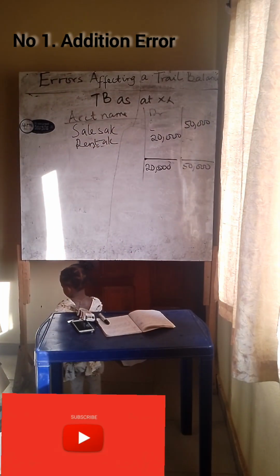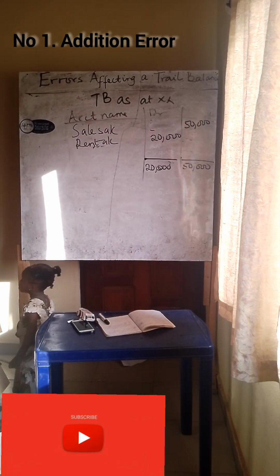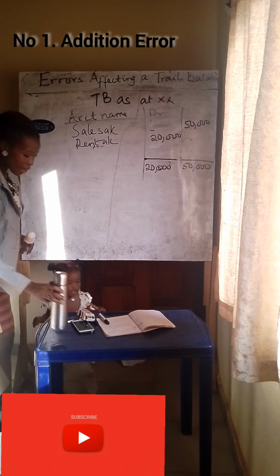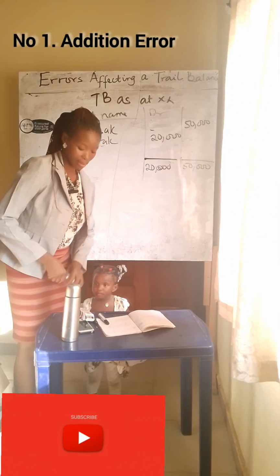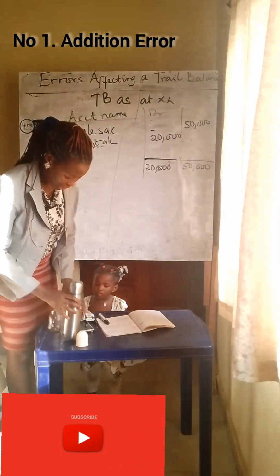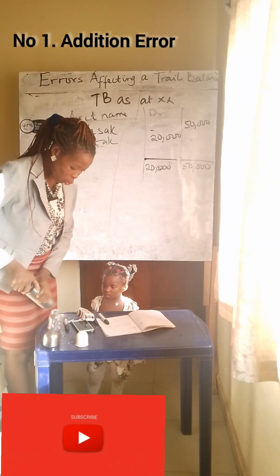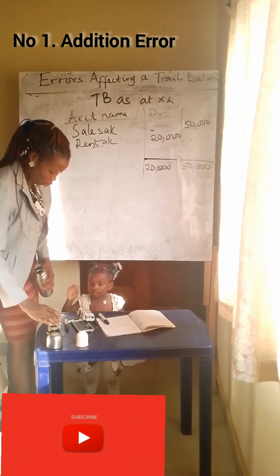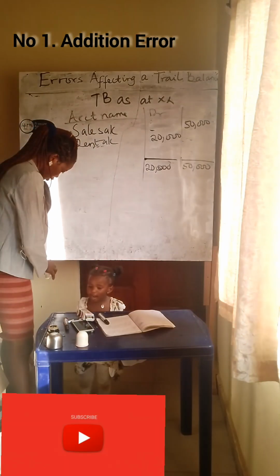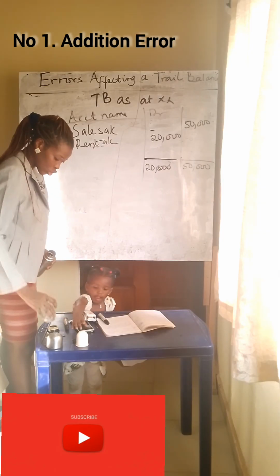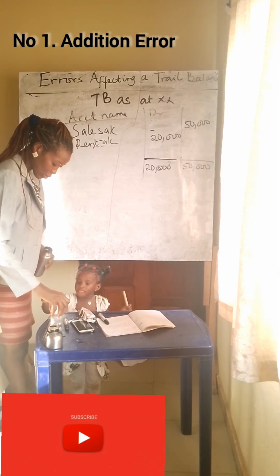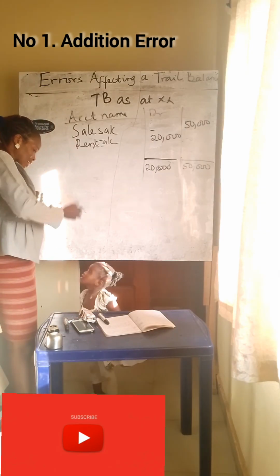And this trial balance error will prevent your trial balance from balancing, as we can see already. And so that brings me to the very first error that prevents our trial balance from balancing. And that error is addition error, which I'll be showing you just in a bit.